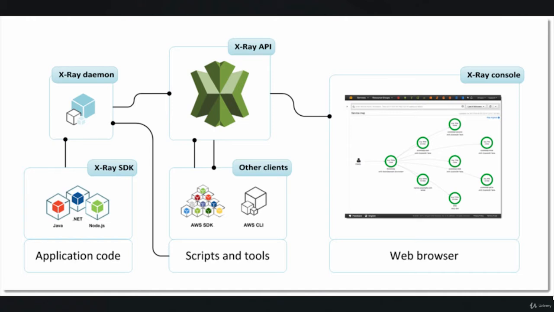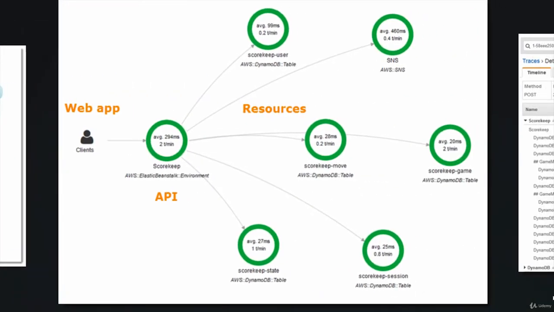If you want to analyze that data yourself outside of the X-Ray console, there are scripts and tools that are available. You can use the AWS command line interface to download that data, for example, and use it elsewhere. Or you can use one of the many AWS software development kits to create your own application to further analyze and visualize this data yourself.